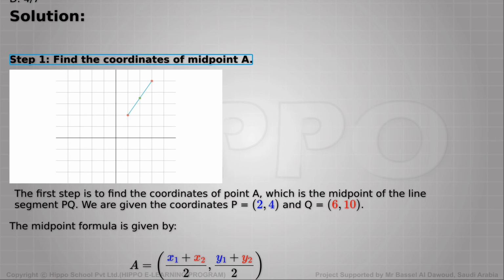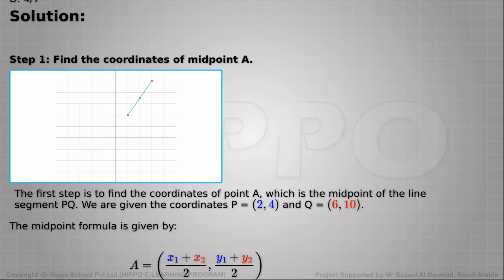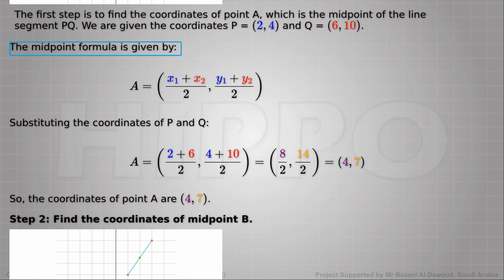Okay, let's focus on step 1. The graph on your screen shows our first pair of points, P at 2, 4, and Q at 6, 10, connected by a blue line segment. Our task here is to find the exact center of this segment, the midpoint, which is highlighted with a green dot. To do this, we'll use the midpoint formula. The text on the screen now shows the midpoint formula.